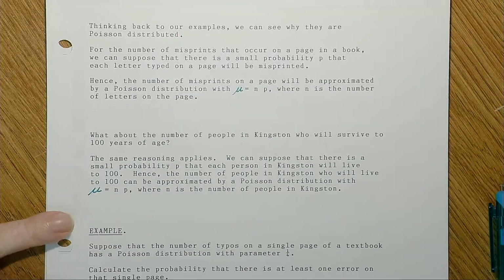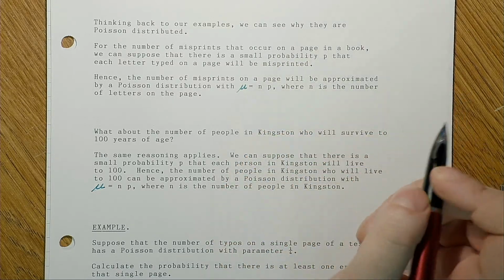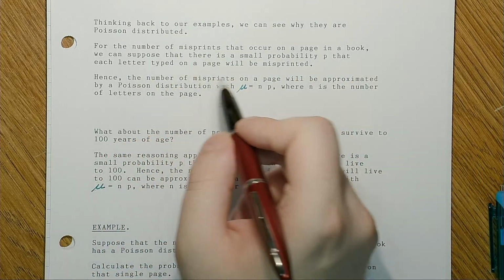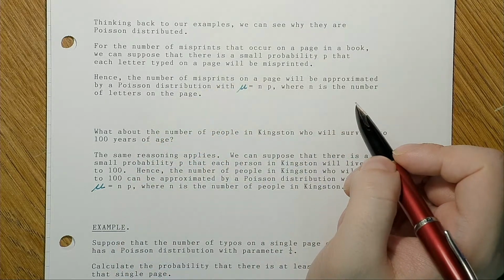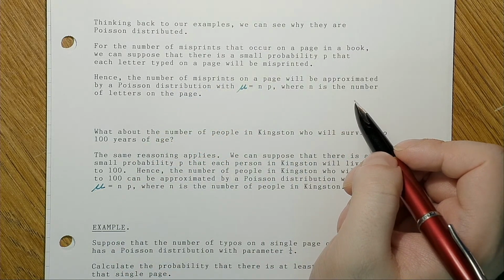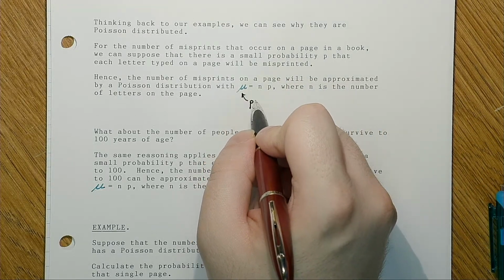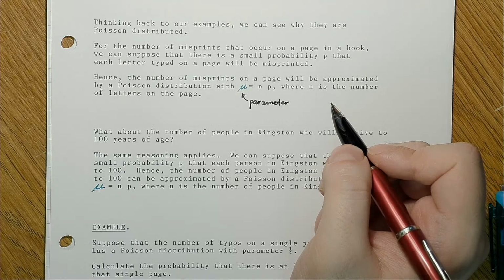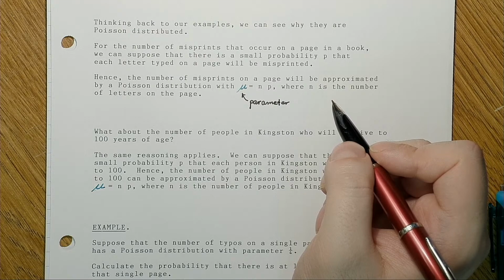So thinking back to our examples, we can see why it's a Poisson distribution. For the number of misprints that occur on a page in a book, the probability p of each letter being typed on the page being misprinted is very small. So we can think of the number of misprints on a page as being approximated by a Poisson distribution, where we set the parameter of the distribution equal to np, where n is the number of letters and p is this very small probability that a letter will be mistyped.